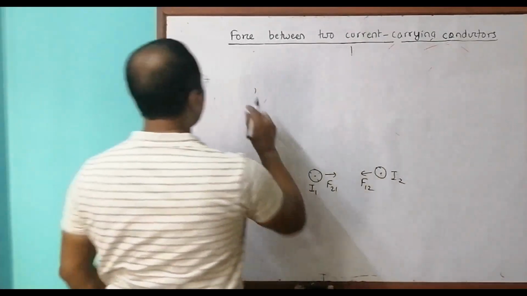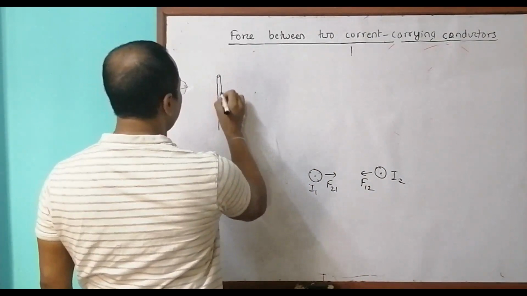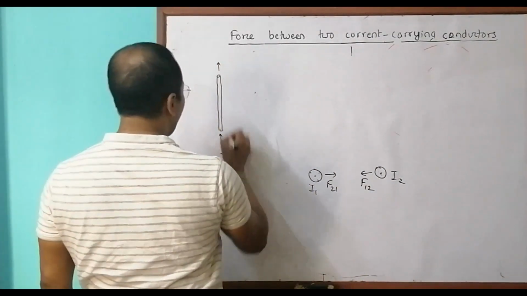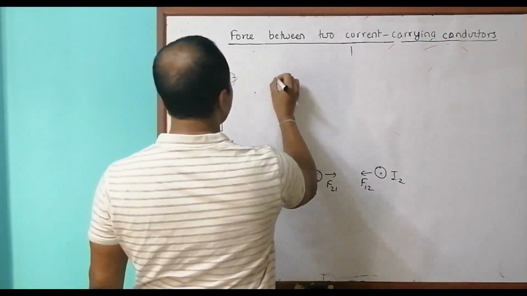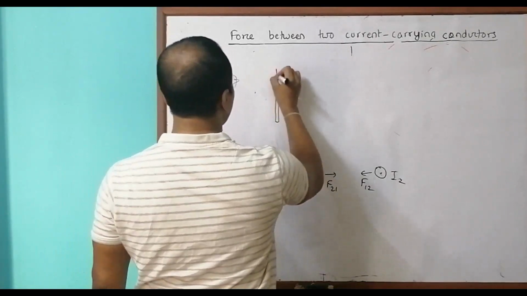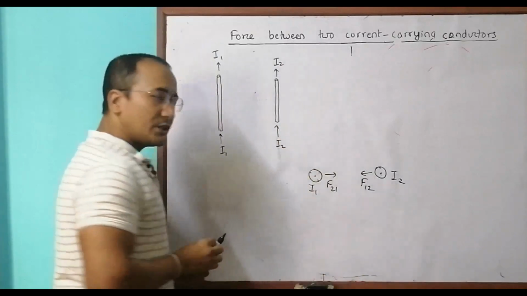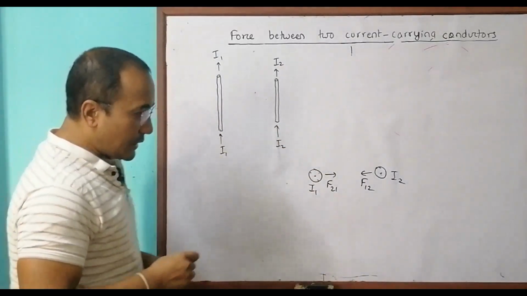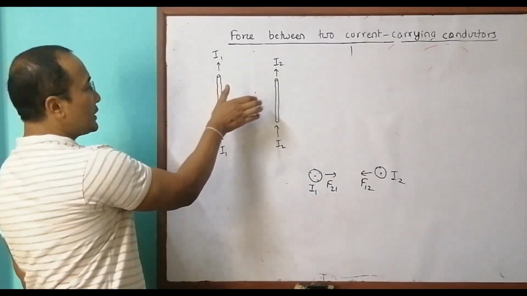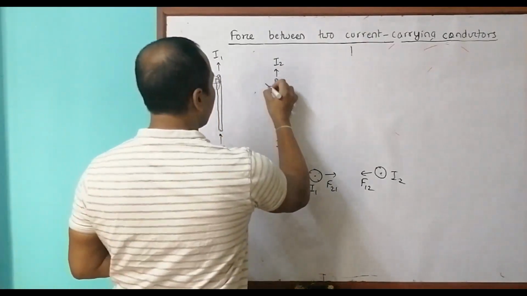So here, this is the first conductor in which let me say the current is going upward. This is I1. This is the second conductor in which current is going upward. Again it is I2. So let's go for the direction of the field lines. So we have this and this. So here the field lines will be going like this and like this. So these are the field lines.